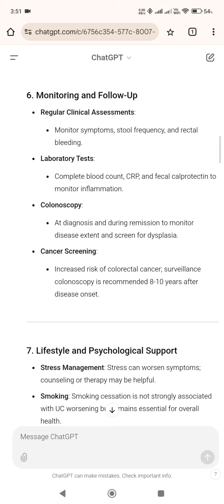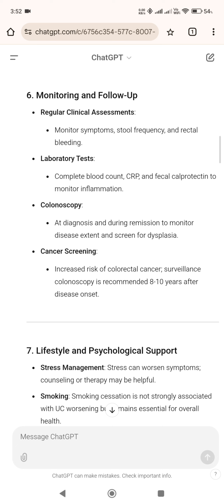6. Monitoring and follow-up, regular clinical assessments. Monitor symptoms, stool frequency, and rectal bleeding. Laboratory tests: complete blood count, CRP, and fecal calprotectin to monitor inflammation. Colonoscopy, at diagnosis and during remission to monitor disease extent and screen for dysplasia. Cancer screening, increased risk of colorectal cancer. Surveillance colonoscopy is recommended 8 to 10 years after disease onset.